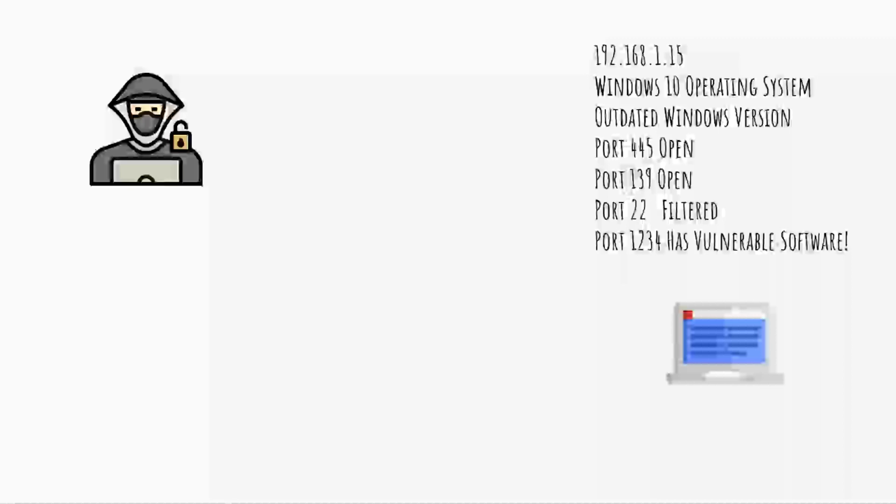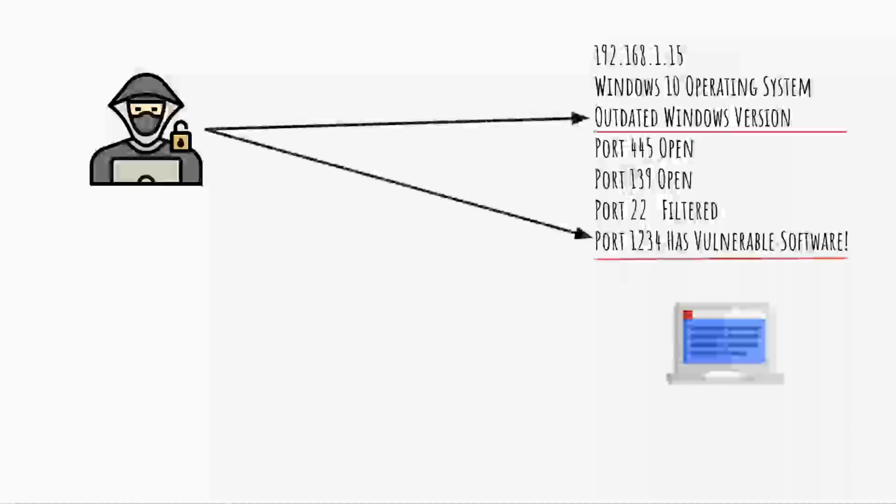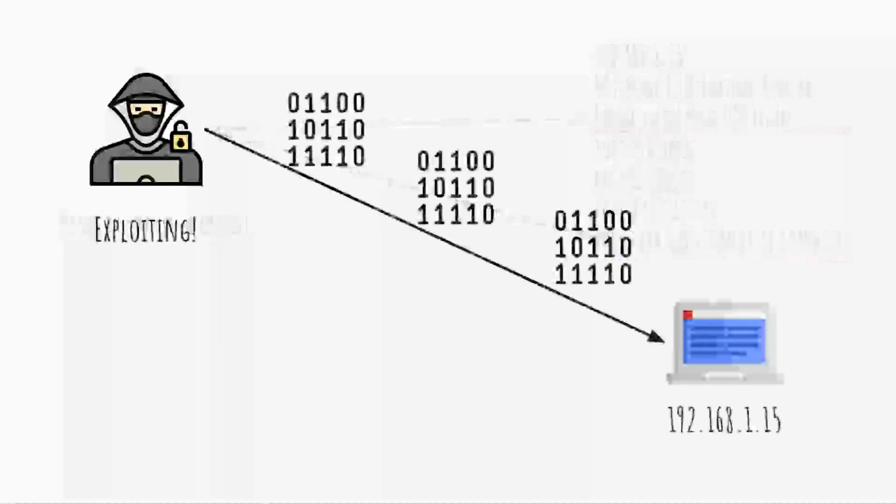Once we have this information, the next step is to extract useful facts from it. In this case, what we would find most interesting are these 2 facts: an outdated Windows 10 operating system and vulnerable software on port 1234. This is what we will use to attack the target. We would then exploit the target's vulnerability and gain access to it.